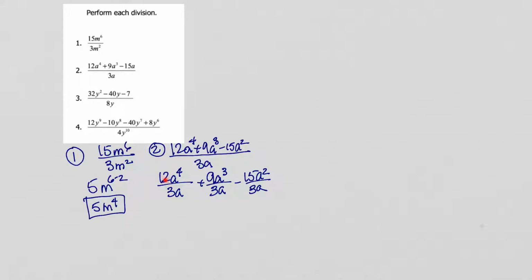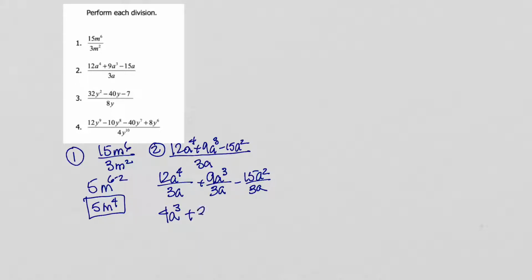3 into 12 will go 4, so we'll get 4. And then what about the a's? Well, using the quotient rule, we'll take the top exponent minus the bottom, or you can think of it like this. This is a multiplication, right? A repeated multiplication. I've got 4 a's up here. 1, 2, 3, 4. Right? 1, 2, 3, 4. And I've got 1a down here. Now that 1a will cancel with one of those 4, leaving 3. So 4a cubed plus the next one.